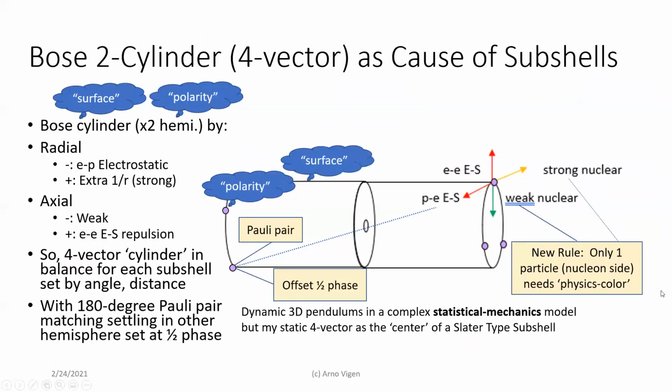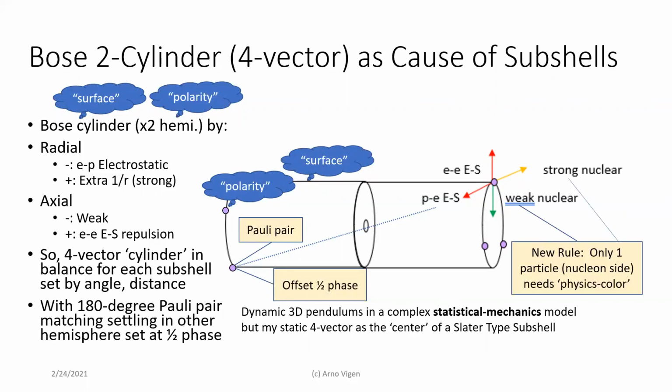Now, this Bose two-cylinder, I calculate as 4 vectors as the basic cause of subshells. There are 2 radial and 2 axial, which balance until there's a position where the electrons want to be away from this axis and spaced. So this Bose cylinder surface with ×2 for hemispheres polarity is how it was described by Bose in his 1924 paper that led to his winning the Nobel Prize.